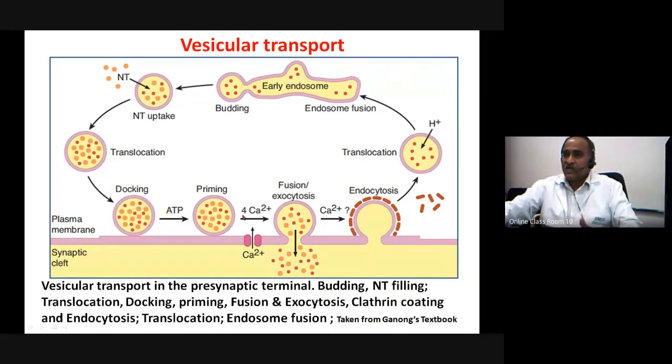So there are two processes happening here: one, the fusion of these two membranes, and then the release of the contents of this sac outside. This release is an explosive release. It's not a very simple release as far as the synaptic cleft is concerned. This explosive event releases all, or empties the contents of this sac. These contents are the neurotransmitters. Once the contents are emptied, that is what we call exocytosis.